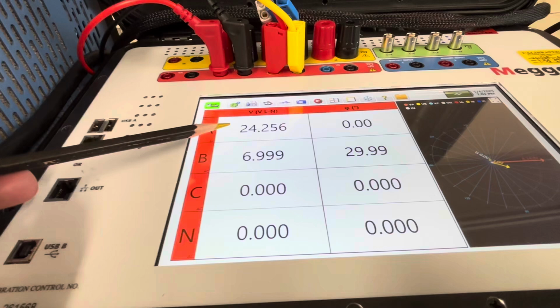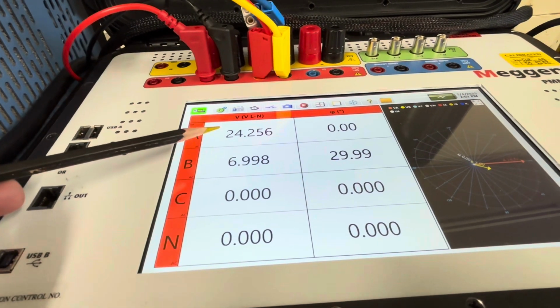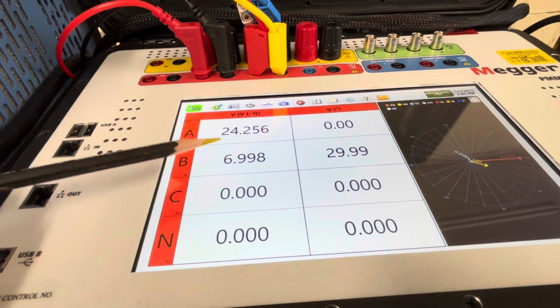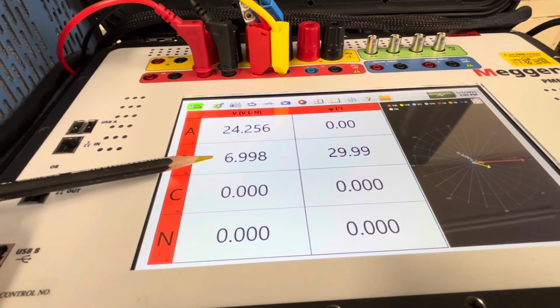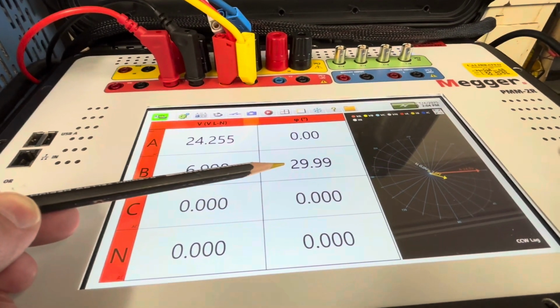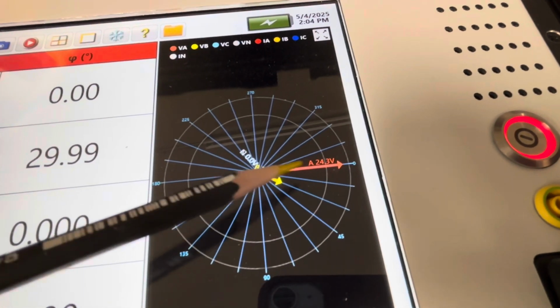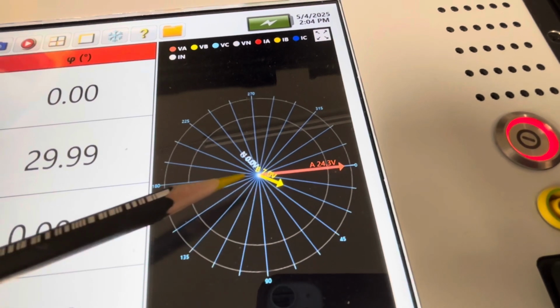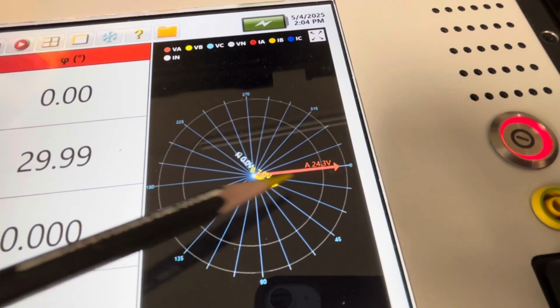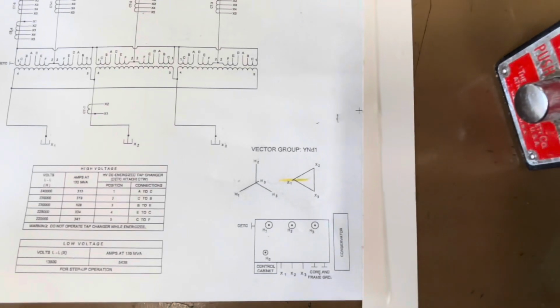And so over to the phase angle meter, we've got 24.25-ish volts phase to phase, which works out. That's 14 times the square root of 3. On the secondary winding, we're seeing just about 7 volts, which is about what we expect. The phase angle is almost exactly 30 degrees. And if you can see it here, the yellow is the secondary winding and the red is the primary winding. So the secondary winding is lagging the primary winding by 30 degrees, which is what we expect, and it matches up with the nameplate. So let's go back to the test gear.